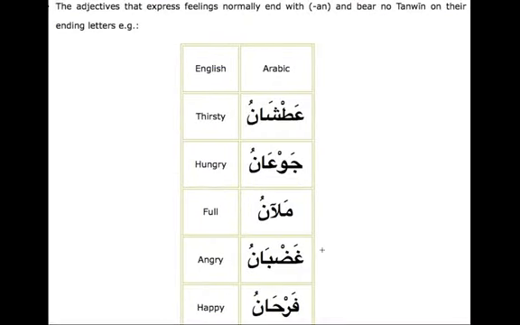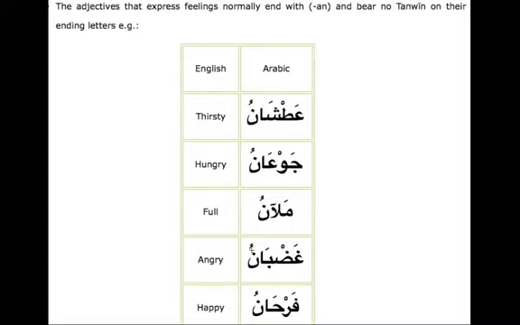Because the adjectives of feelings, like what we feel, hungry, thirsty, happy, angry, these feelings in Arabic, these are the words, the adjectives which will have a single dhamma, and they are diptotes, like atshanu, thirsty, jaw'anu, hungry, mal'anu, full, ghadbanu, angry, farhanu, happy. So these are the adjectives which are associated with feelings, like rahmanu. So these are the words which are diptotes.